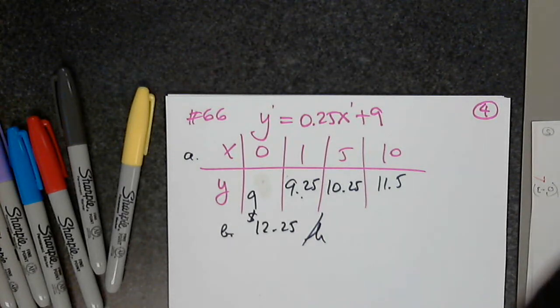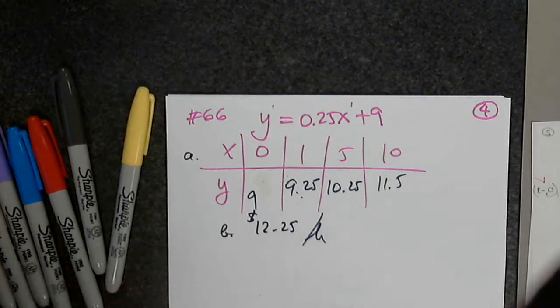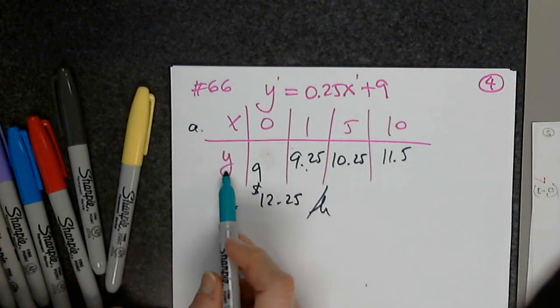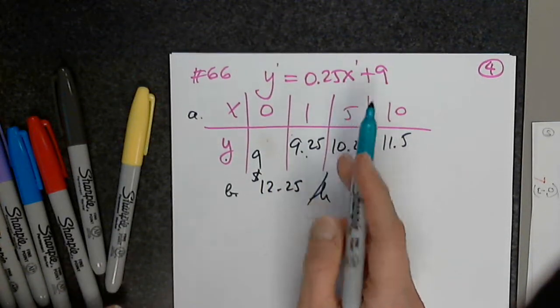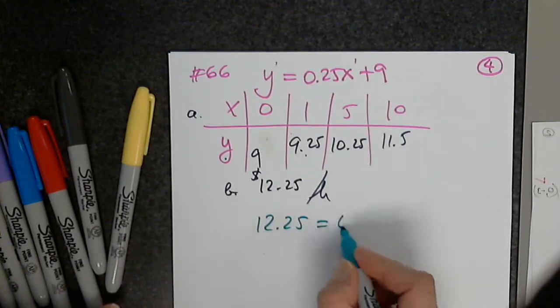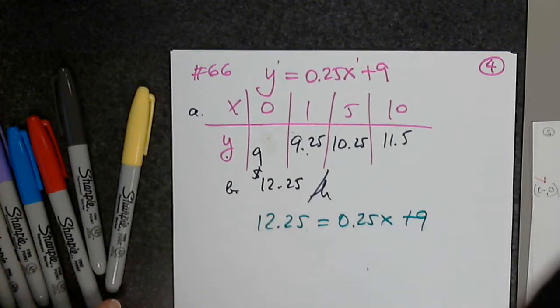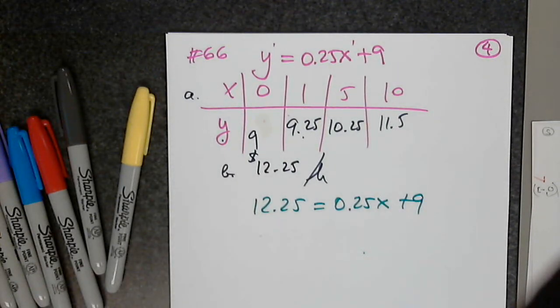Say it again. Indeed, this is the y value. So now we are given the y value, we want to determine the x value. Awesome. So 12.25 equals 0.25x plus 9. This I know how to solve. How do I do it? Say it again. Of course, I have to subtract 9 and then?